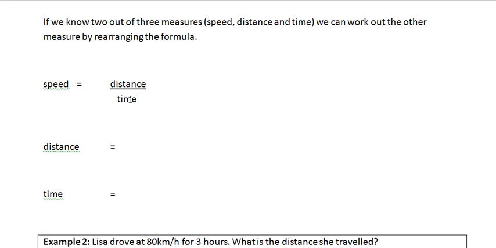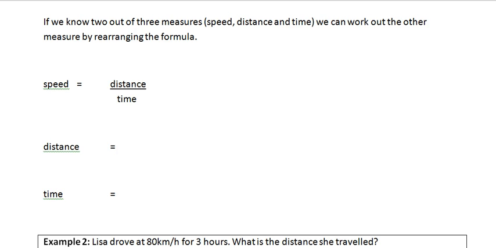To work out time, it's actually slightly more complicated. So if I take the formula I've just used, distance is speed times time, and I want to get rid of the speed, I would divide both sides by speed. If I divide both sides by speed, I'm left with distance divided by speed equals time. So for this one, time would be distance divided by speed. Okay, but again, no need to learn those. I'll show you a shortcut in the next section.